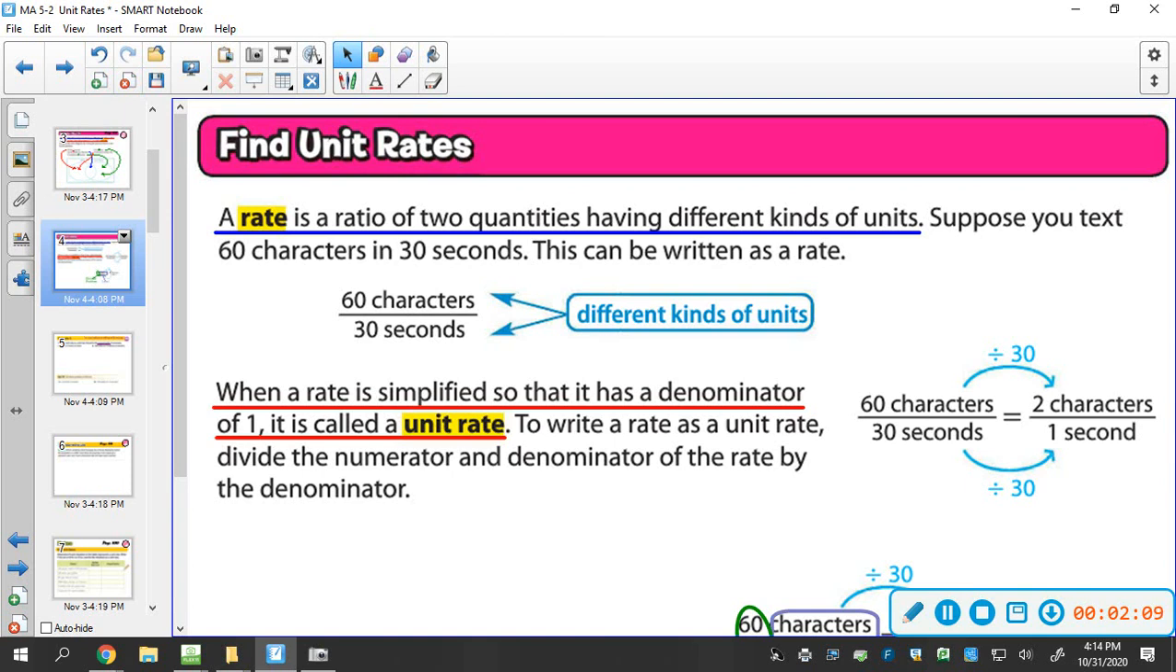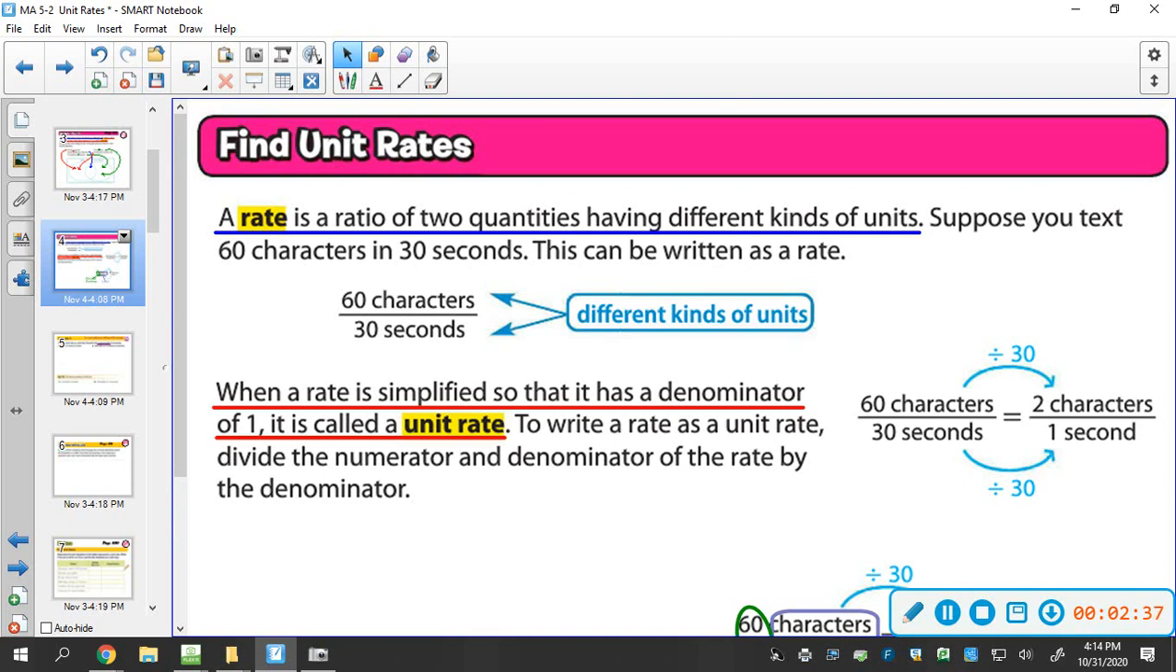It says, find unit rates. A rate is a ratio of two quantities having different kinds of units. Suppose you text 60 characters in 30 seconds. This can be written as a rate. 60 characters over 30 seconds. Different kind of units, characters and seconds. When a rate is simplified so that it has a denominator of 1, it's called a unit rate.